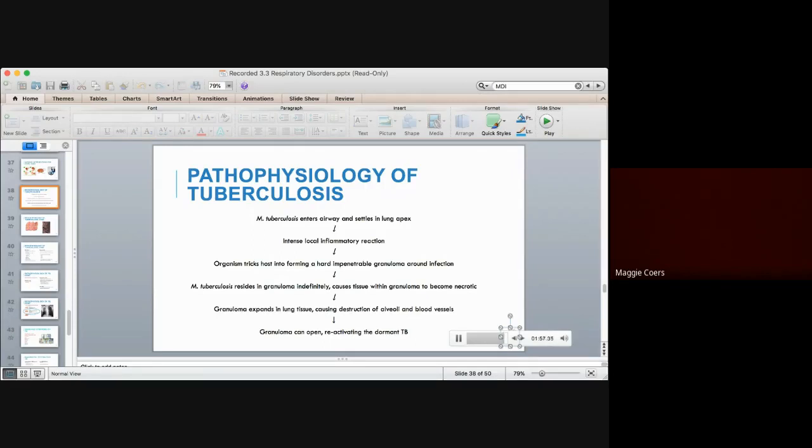So TB is one of the most infectious diseases. It spreads really easily, as one of the most infectious diseases in the world.